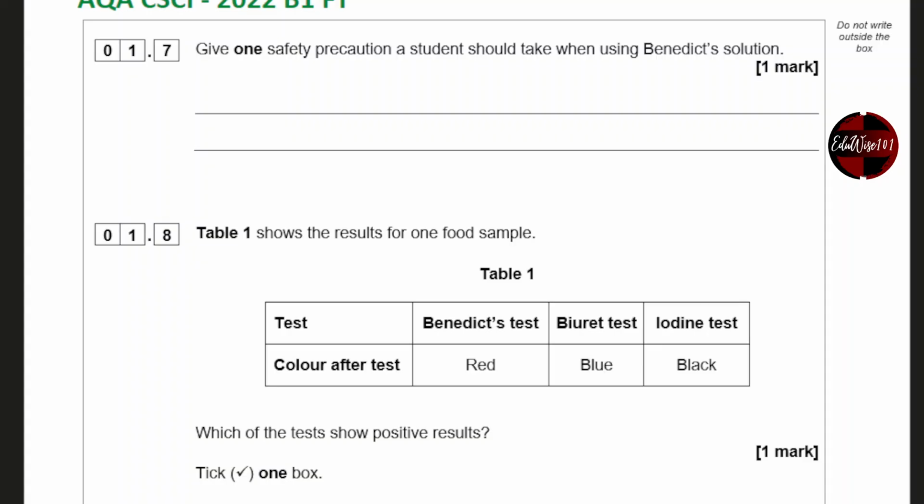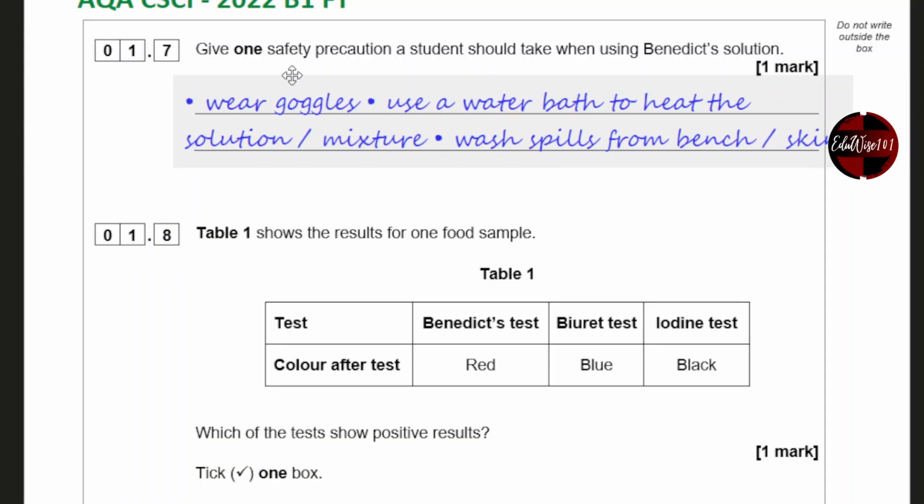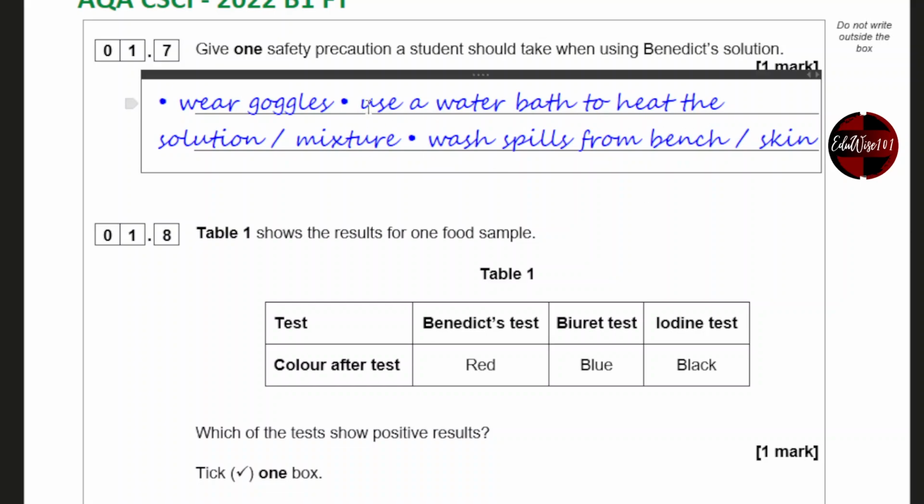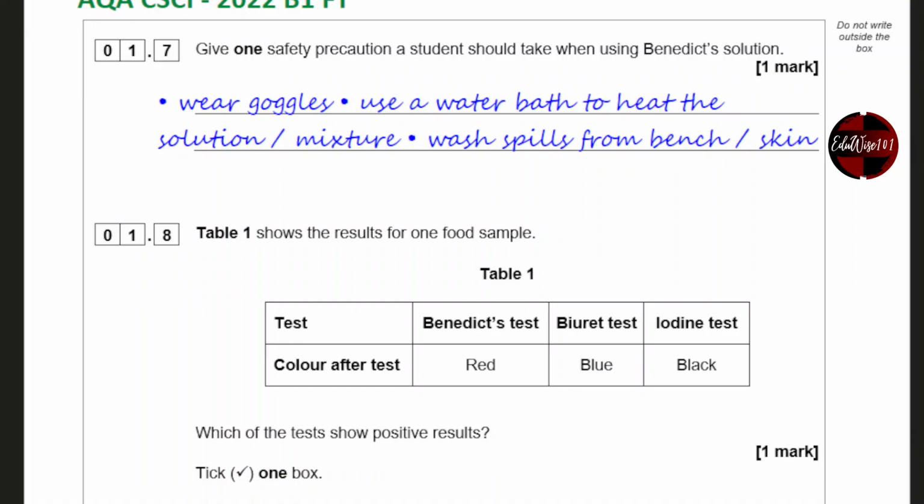Give one safety precaution a student should take when using Benedict's solution. Benedict's solution is an irritant, so you could wear goggles so that you don't get it into the eyes. Or use a water bath to heat the solution or mixture. Because you will have to heat it, make sure that you take care and wash any spills from the bench or on the skin.